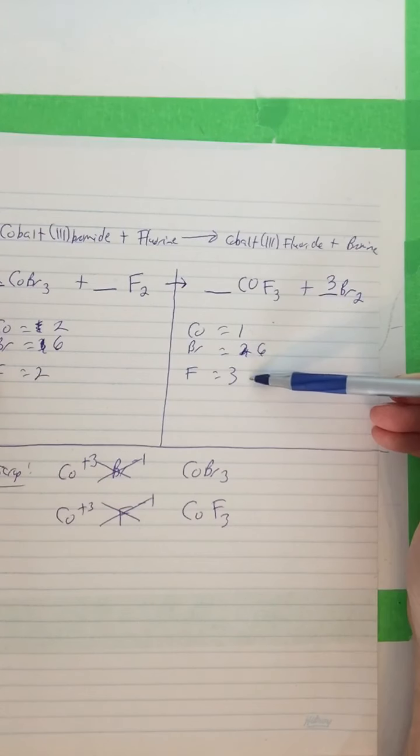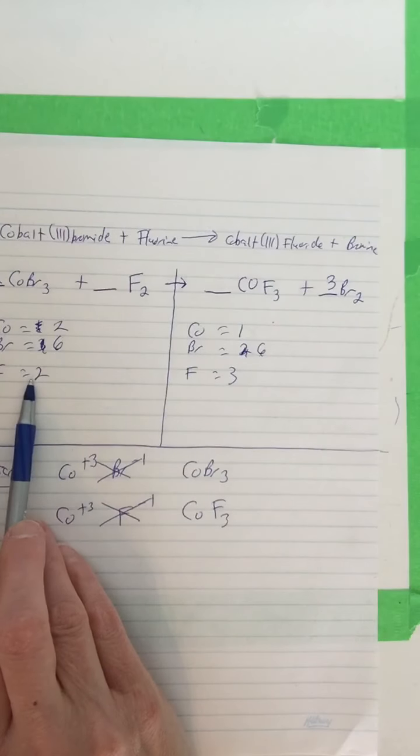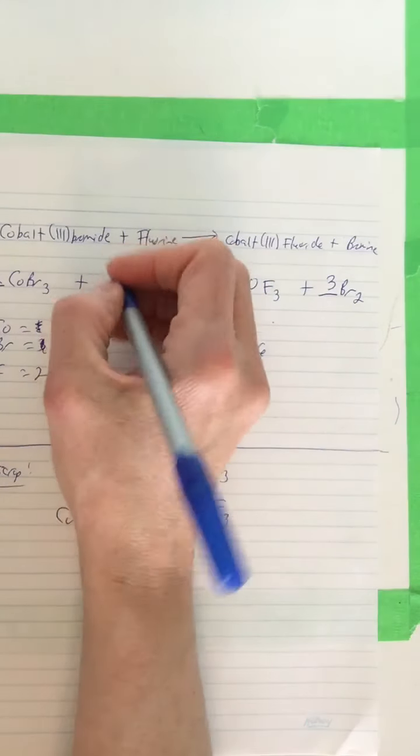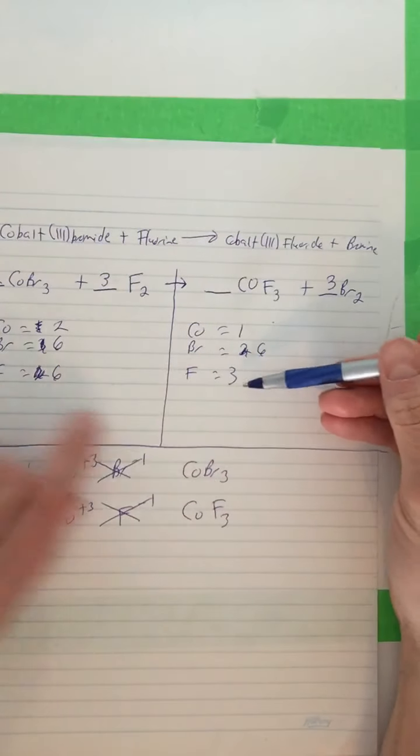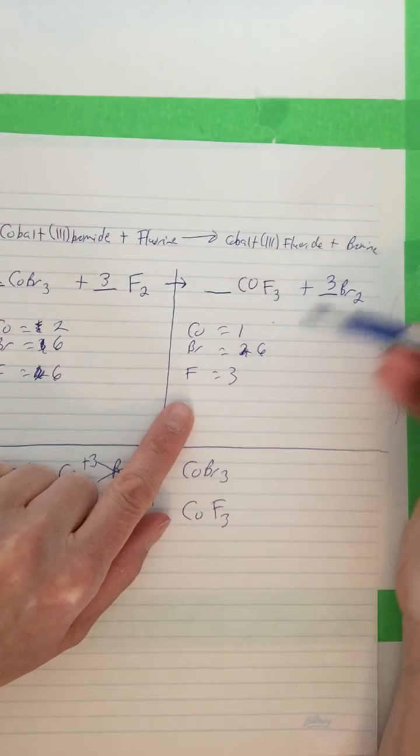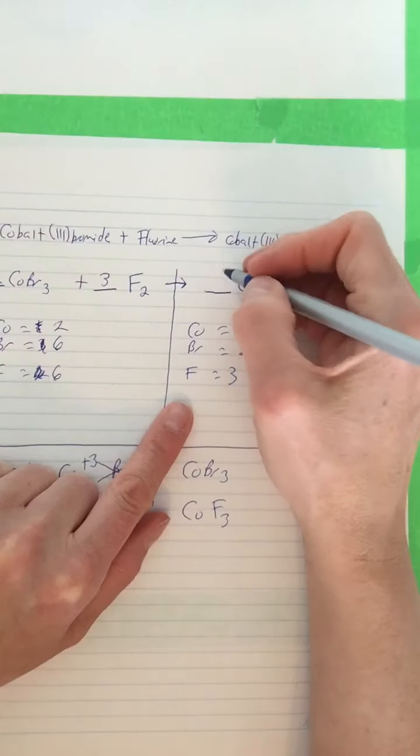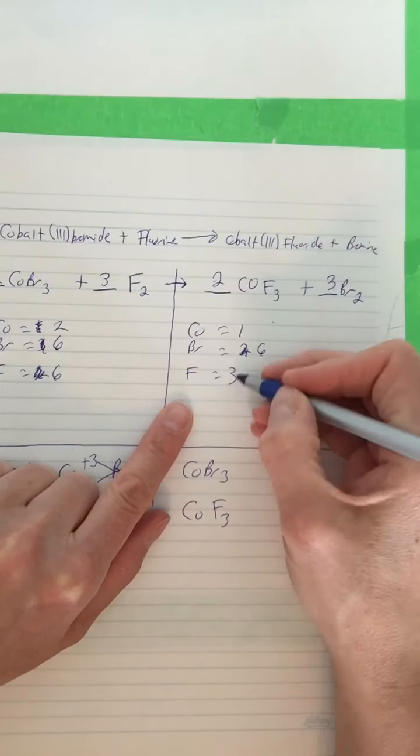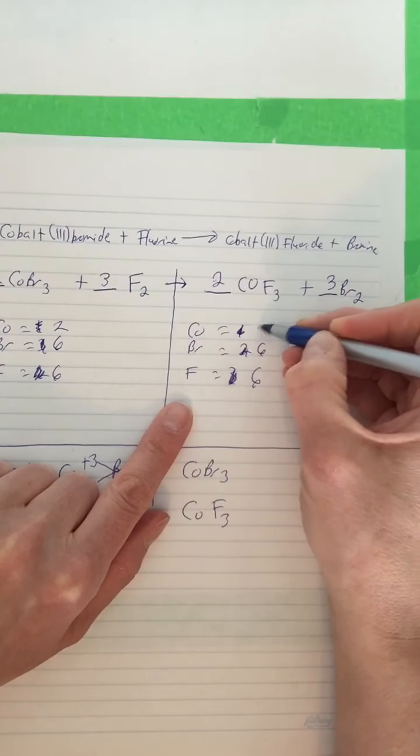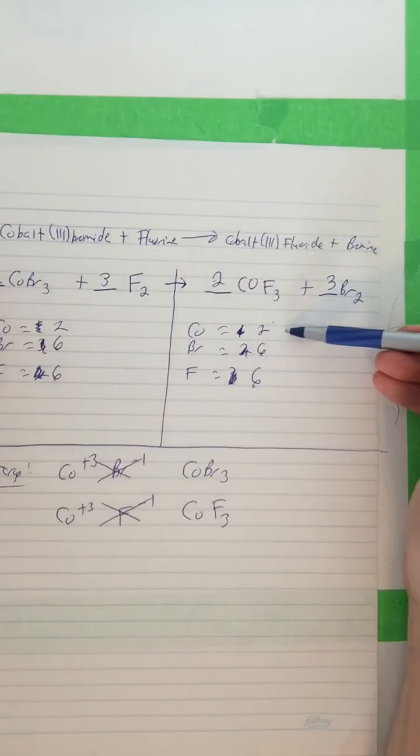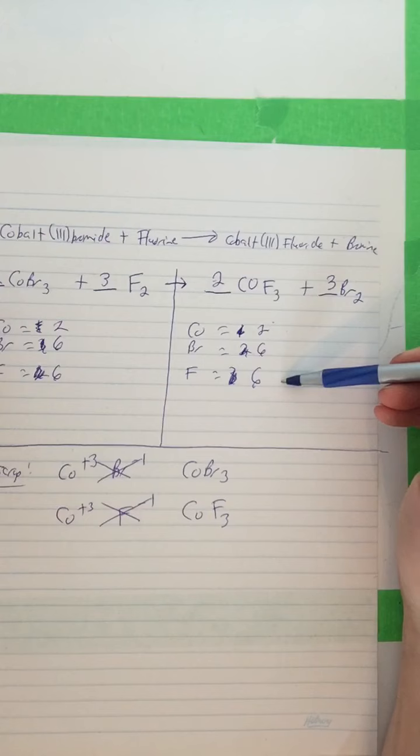Look, I've got a 2 and a 3 again. Common thing between a 2 and a 3 is a 6. So if I make this 6, what do I do? I put a 3 out front. 3 times 2 is 6. And this one, what do I do? It's right here. If I put a 2 out front, 2 times 3 is 6. And that also changed my cobalt to 2. So now look, 2, 6, 6. I have it balanced.